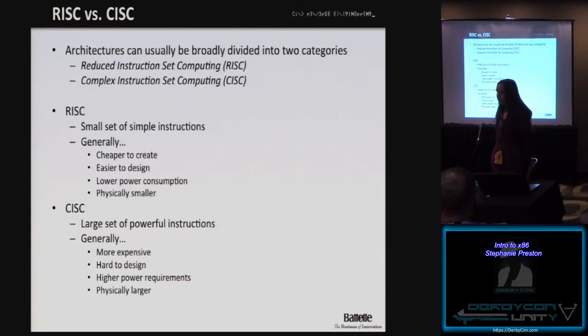A CISC processor tends to be extremely large and powerful, but with that comes some of the obvious. It's more expensive to create, it's harder to design for, much higher power requirement, and it's physically larger.